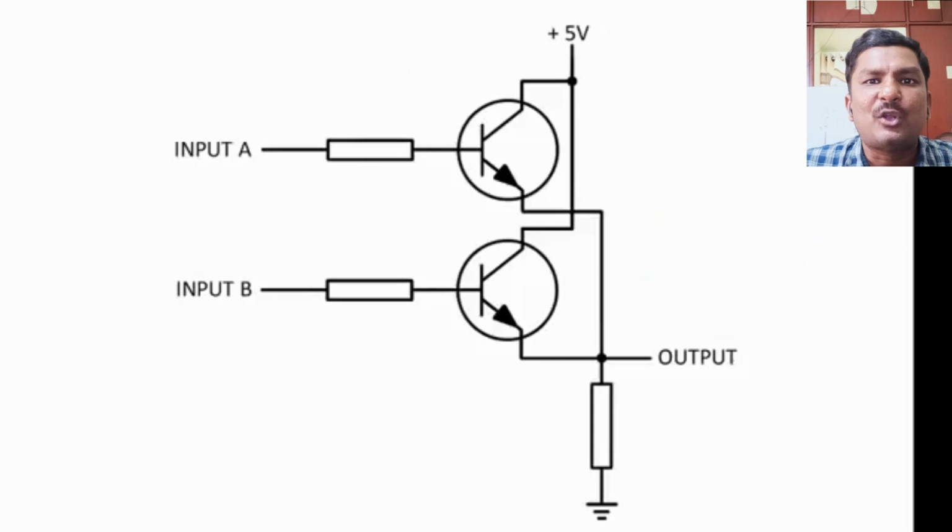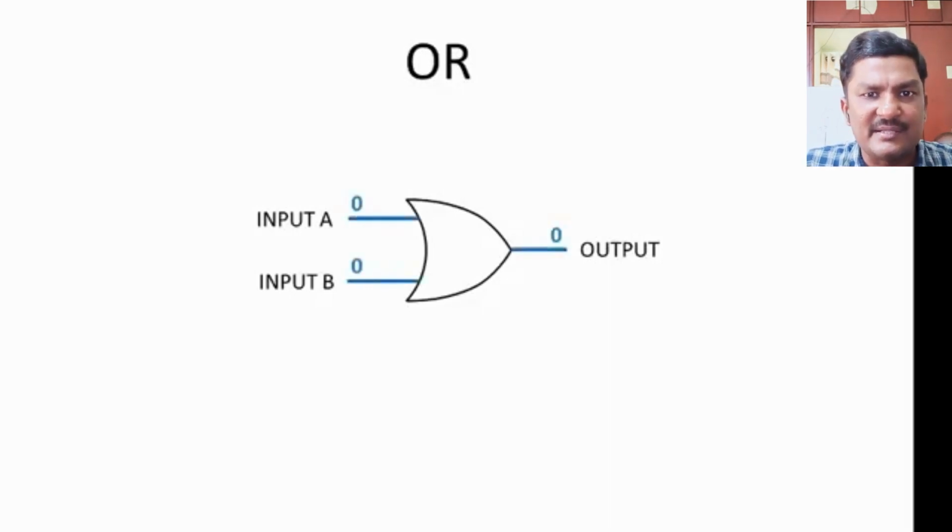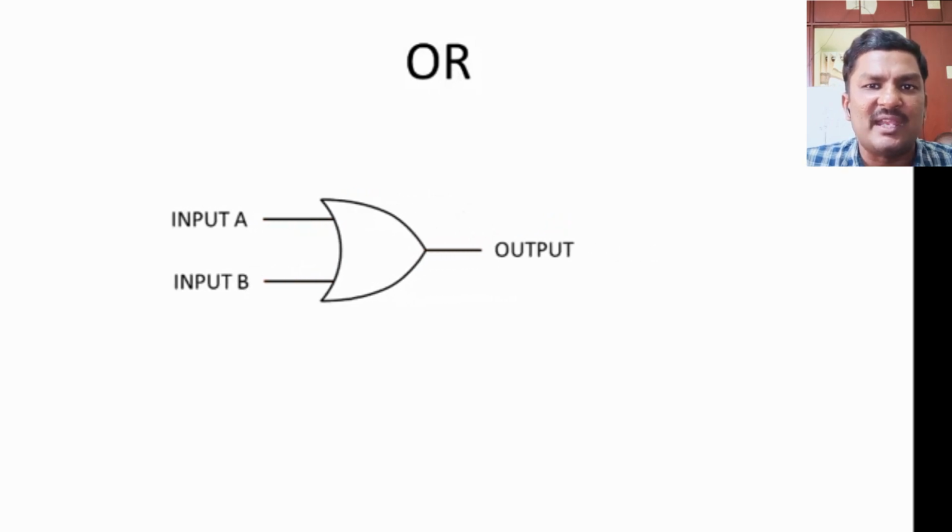Using two transistors and three resistors shown in the diagram, they design another logic gate, that is OR gate. In the case of OR gate, both the inputs are 0, the output is 0. Case 2, A is 0, B equal to 1, output is 1. Case 3, A is 1, B is 0, output 1. When A and B are 1, output is also 1.